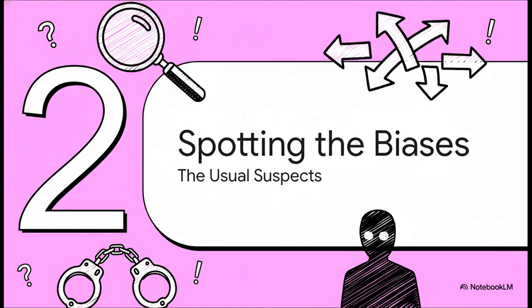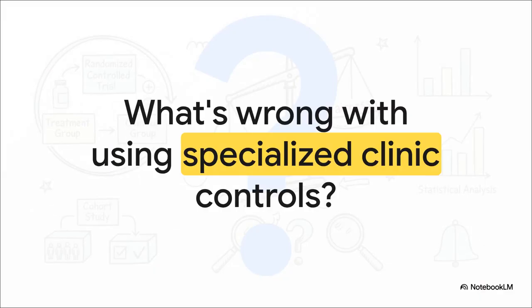Moving right along to Section 2, spotting the biases, the usual suspects. Now that we know our scene, we need to identify the culprits trying to systematically sabotage our truth. Let's test your detective skills with a multi-center study scenario straight from our sources. Say researchers aim to determine if a novel antihypertensive medication increases the risk of acute kidney injury.